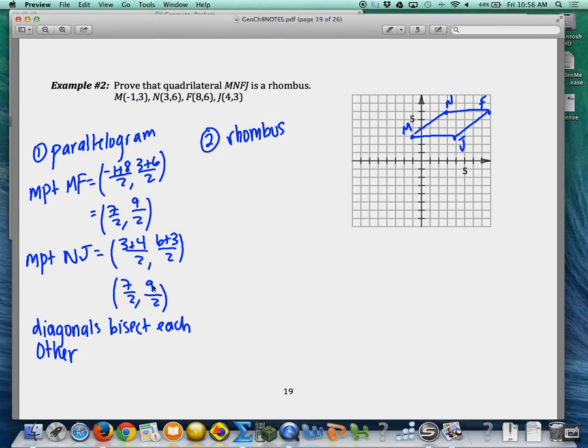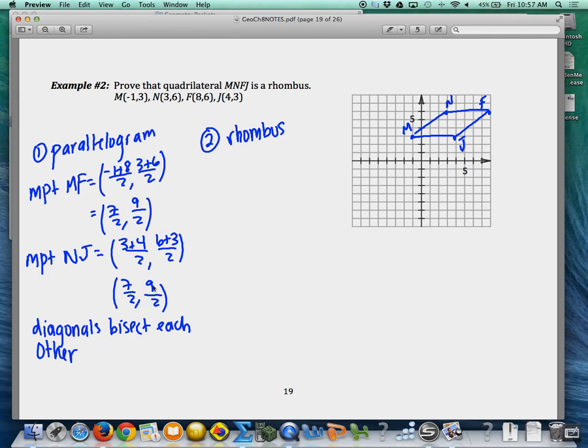Okay, what is one property of a rhombus that is separate from a parallelogram that we could show? What are our options? Diagonals are perpendicular. We could show that the diagonals are perpendicular. What is that going to involve? Slopes. What else could we show? Jesse? We could show 4 congruent sides, so that's going to involve finding the lengths of all 4 sides.